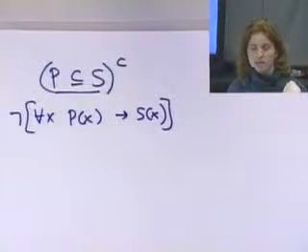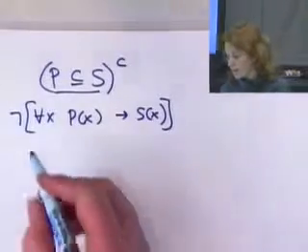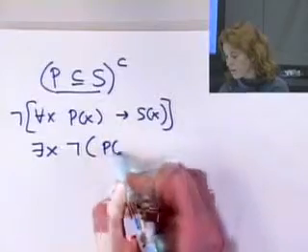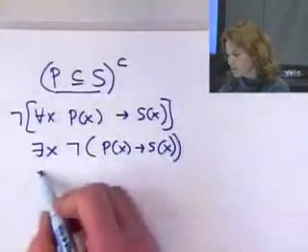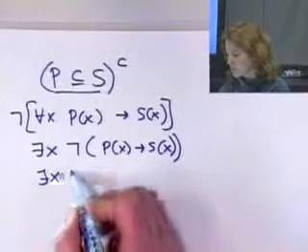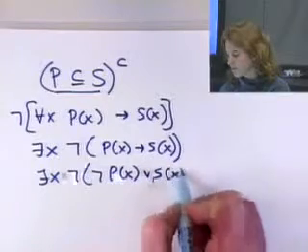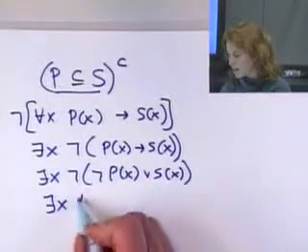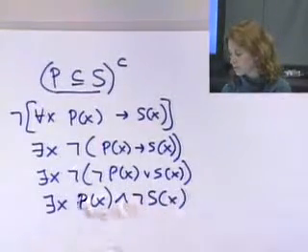So that actually means that there exists some stuff, right? Because if I do De Morgan's on this, then I get: there exists an X, not the quantity, P of X implies S of X. So that would be there exists X, not P of X or S of X. And then if I did De Morgan's again, I would get P of X and not S of X.